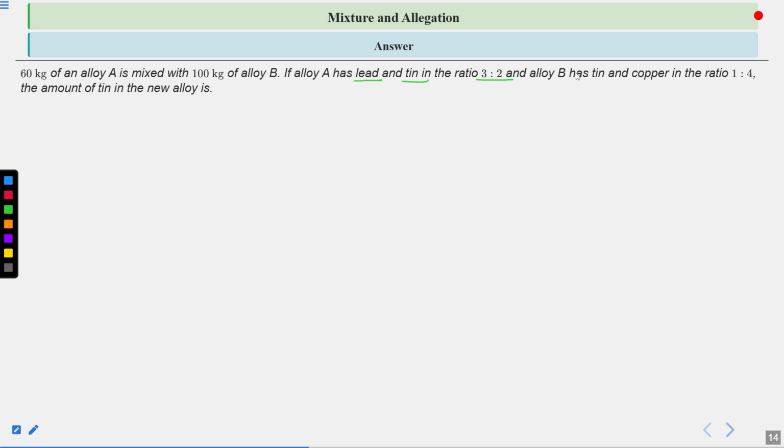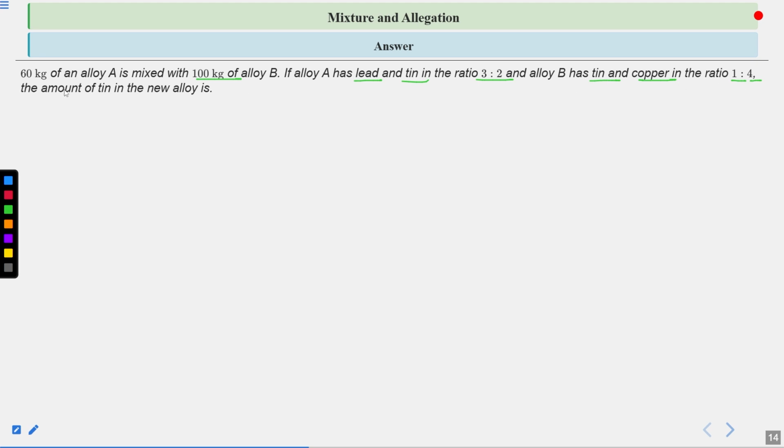We can calculate it. In the same way, B has tin and copper, so the ratio is given 1:5. So this 5 units is equal to 100 kg, and when we calculate it, we get the values in kg of the tin and copper.